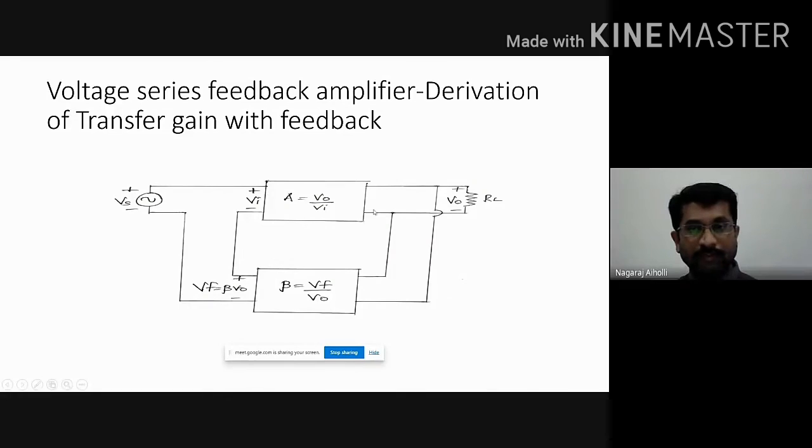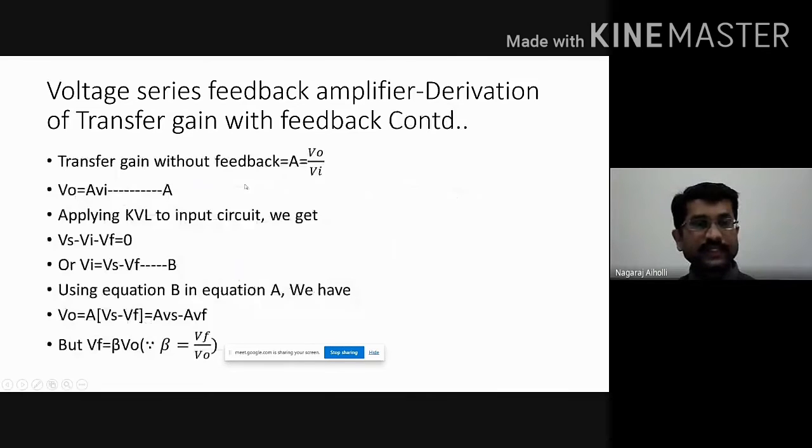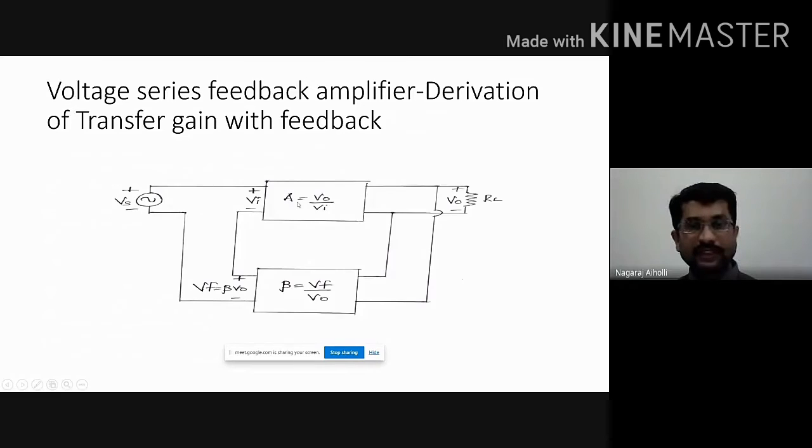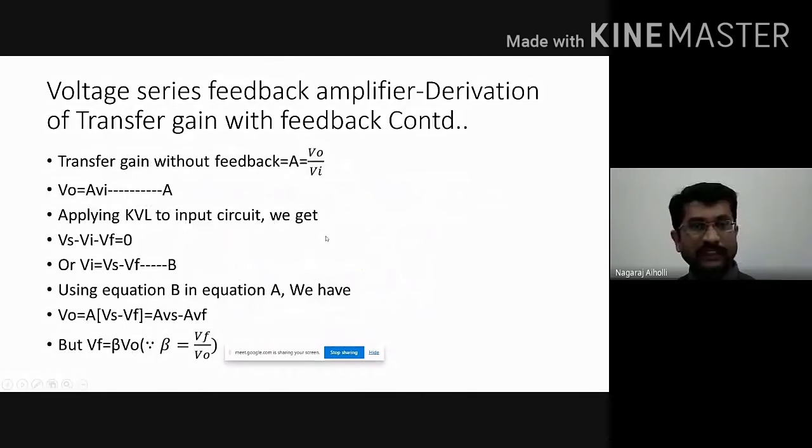We have Vs, Vi, V0. A is equal to V0 by Vi. Then beta is the feedback factor, that is Vf by V0. Vf is the output, and the input is V0. Let us start from the basic equation. The transfer gain without feedback is V0 by Vi, that is A is equal to V0 by Vi. Cross multiplying, we get V0 is equal to A into Vi.